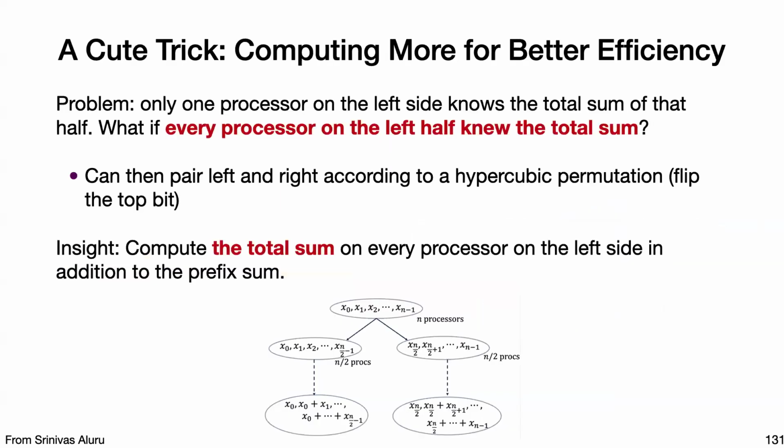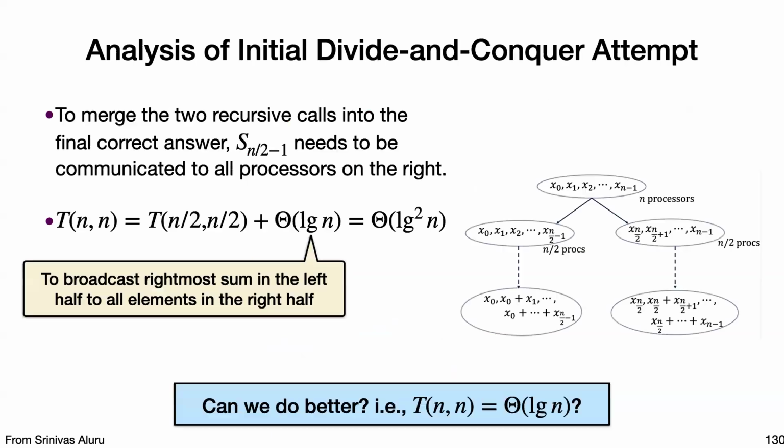And how we're going to do that is this really cute trick, which is that we are going to do a little bit of extra stuff. So actually we can reduce this theoretical runtime from log squared to log by computing more, which is not obvious because usually computing more will take more time. But because it can happen in parallel, it doesn't show up in the theoretical bound.